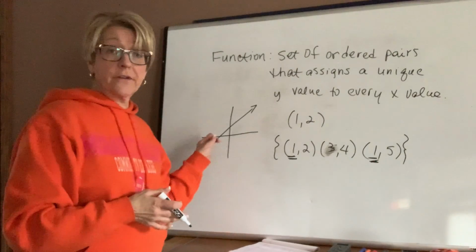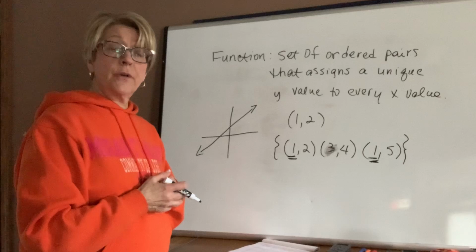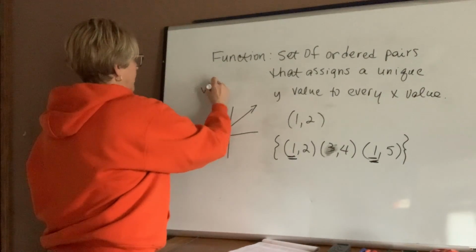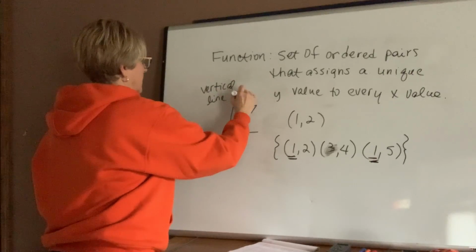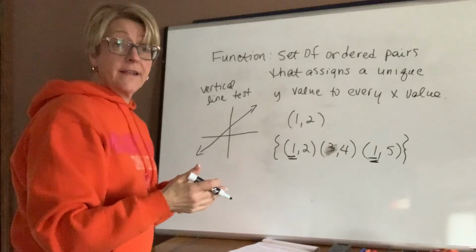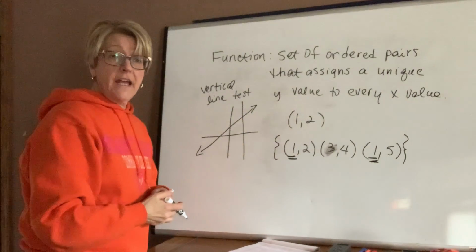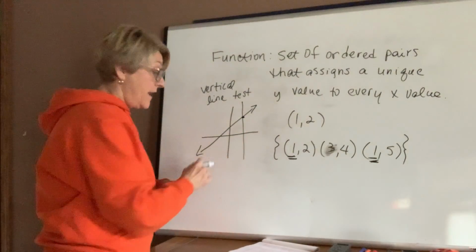For example, here's our linear graph. We can tell if it's a function by doing what we call the vertical line test. You may have heard this before, vertical line test. And that is simply where we draw a vertical line through the graph, and if it only crosses at a single point, then we have a function.